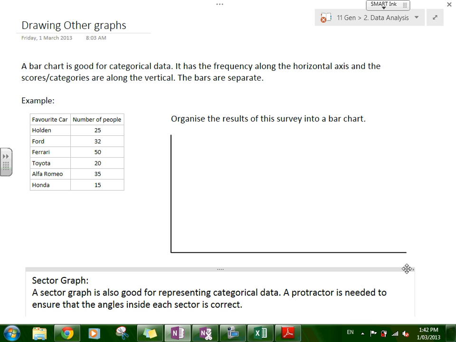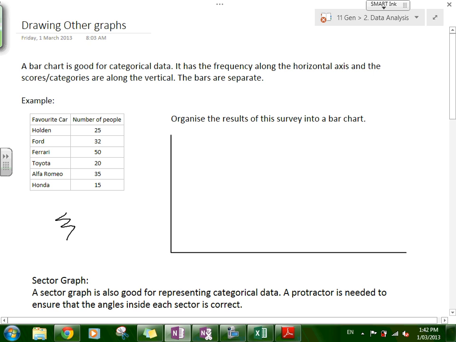Okay, so a bar chart is good for categorical data. It has the frequency along the horizontal axis, and the scores or categories along the vertical. Not unlike a histogram, except that in a histogram the bars are all stuck together, but bar charts are separate. So let me do a rough example with this. Lines, good.